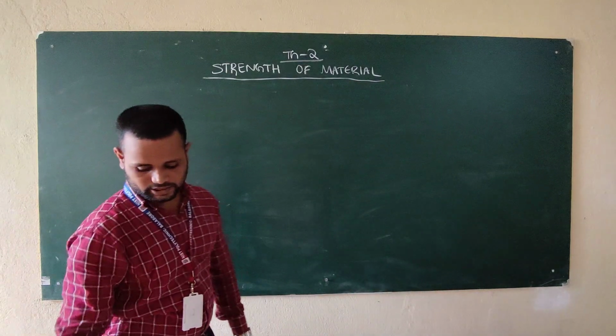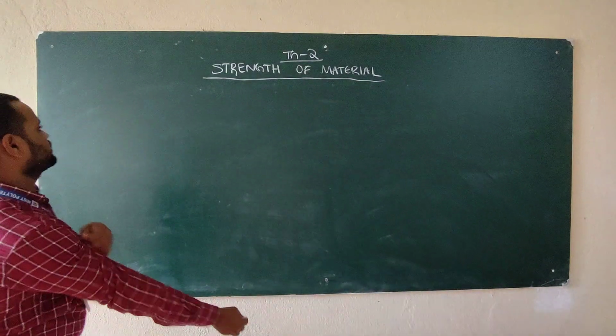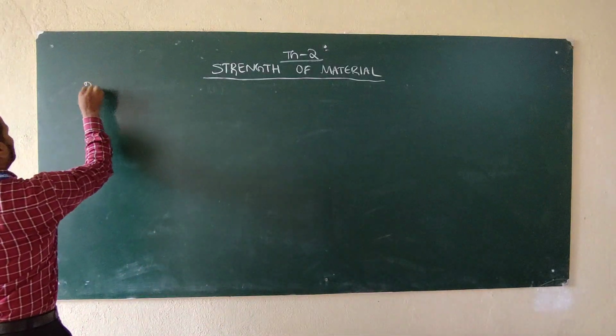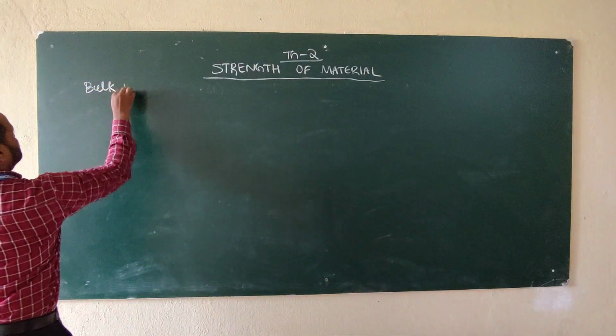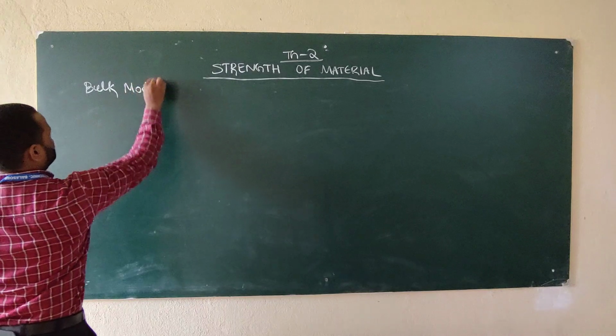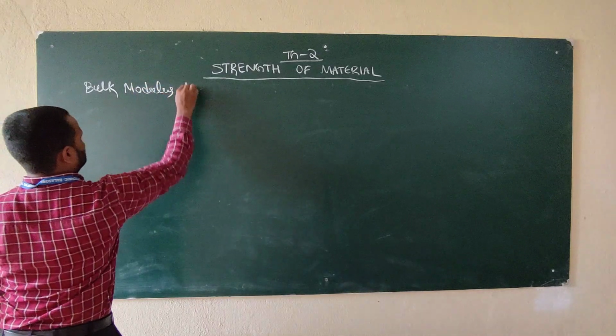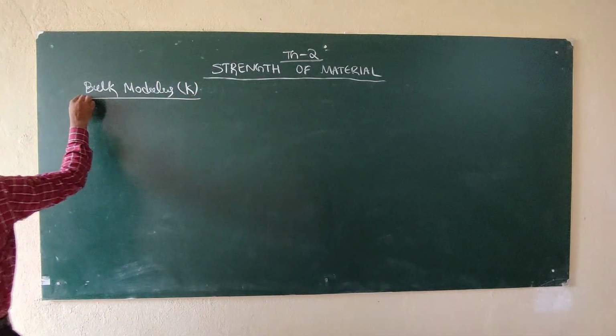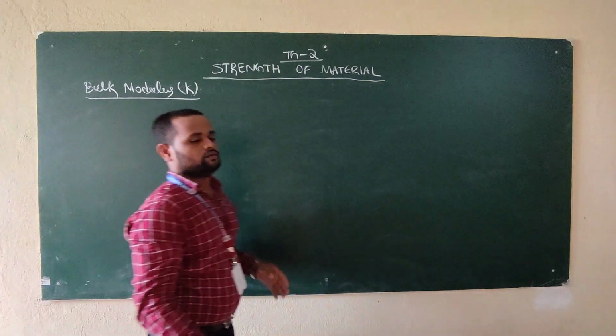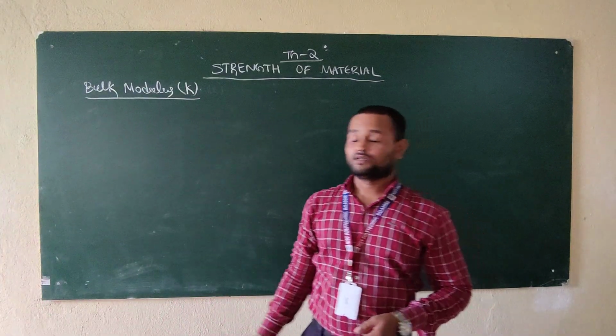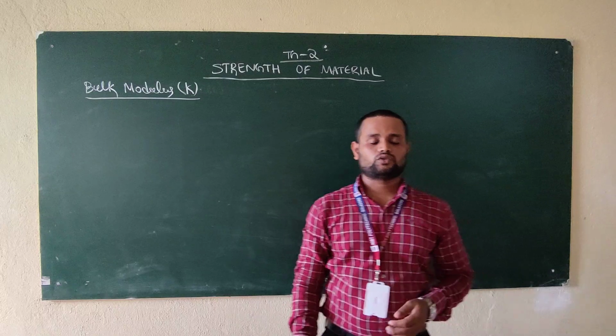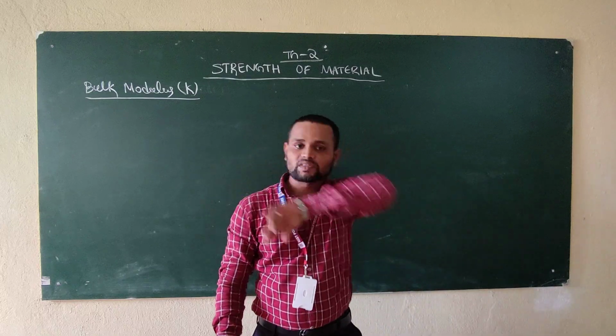After Poisson's ratio, your next term is bulk modulus. Its symbol is K. It is also a constant. So what is the definition of bulk modulus?